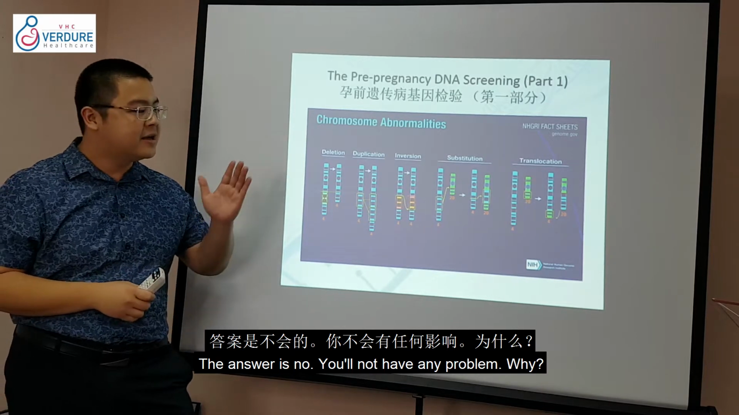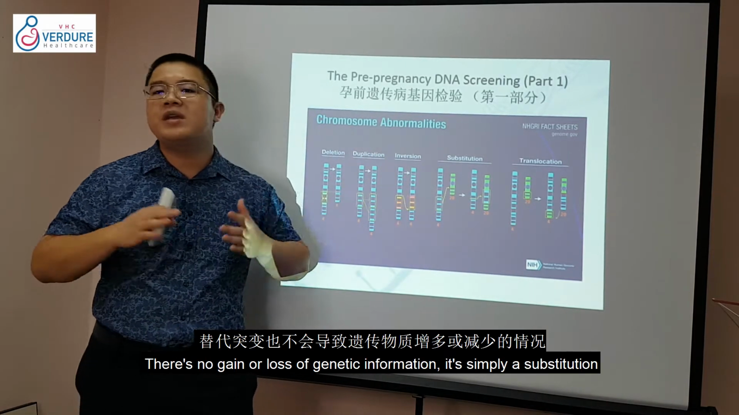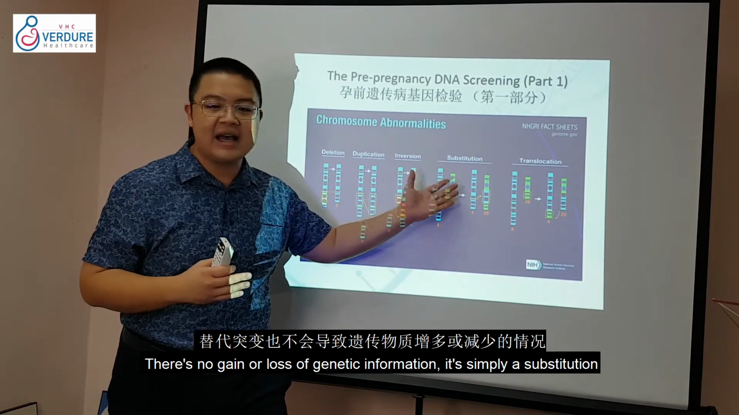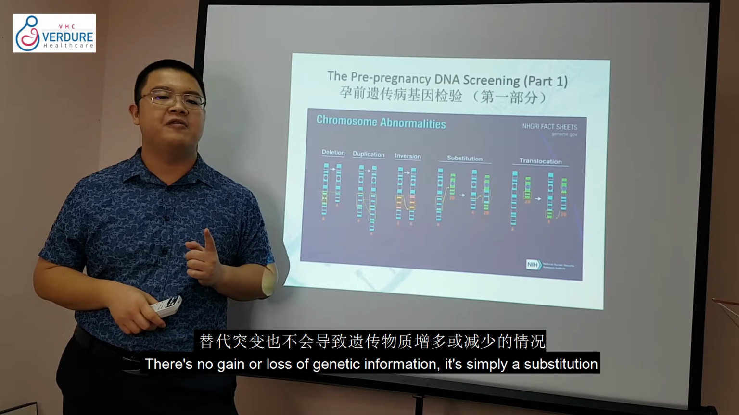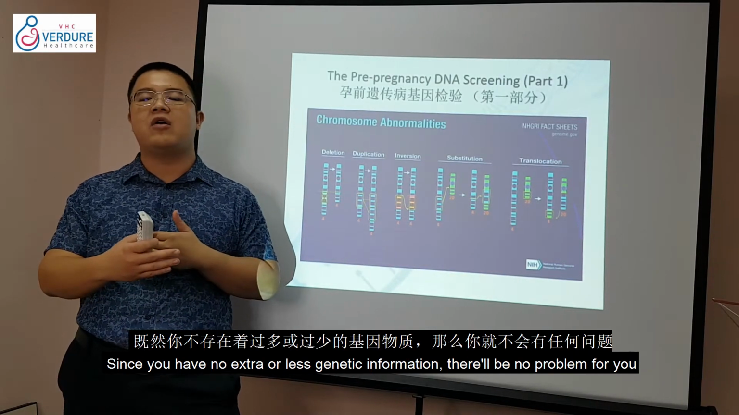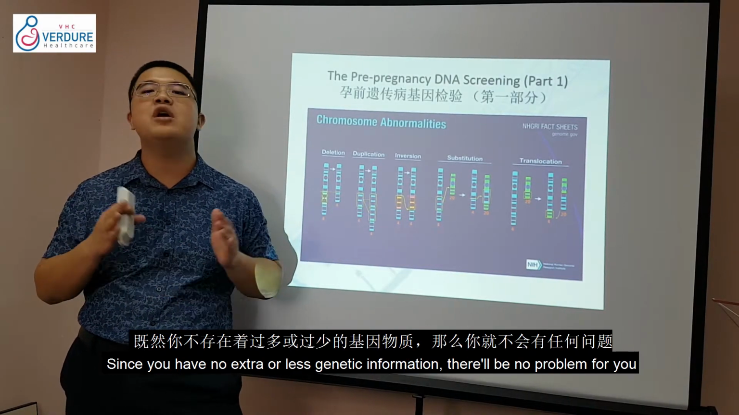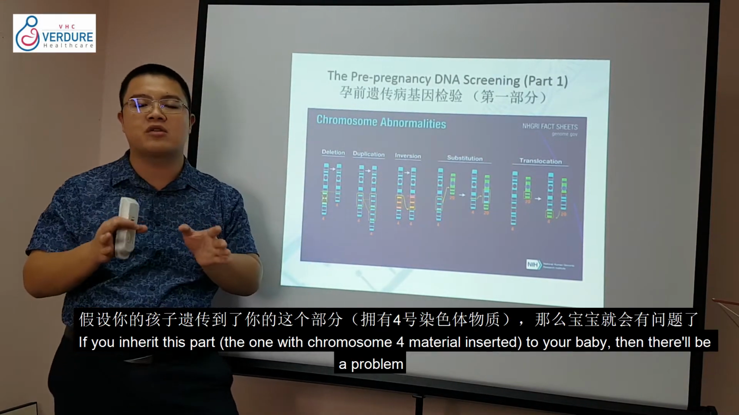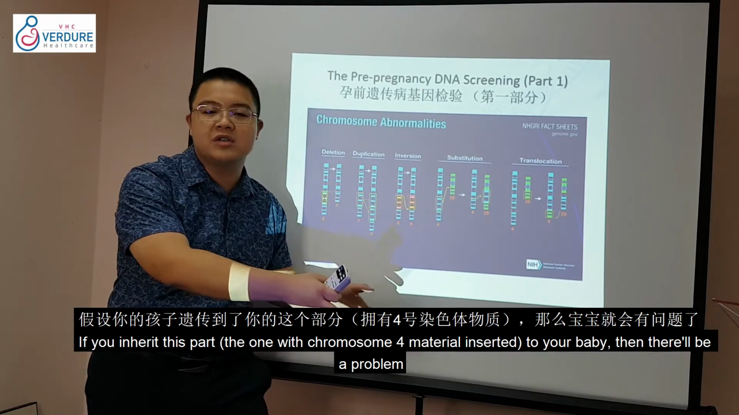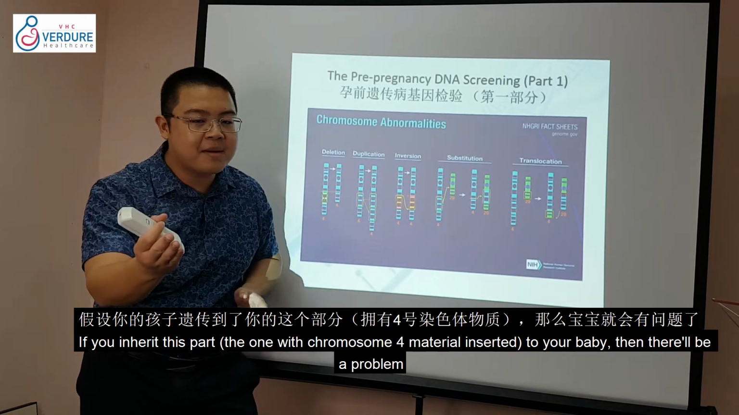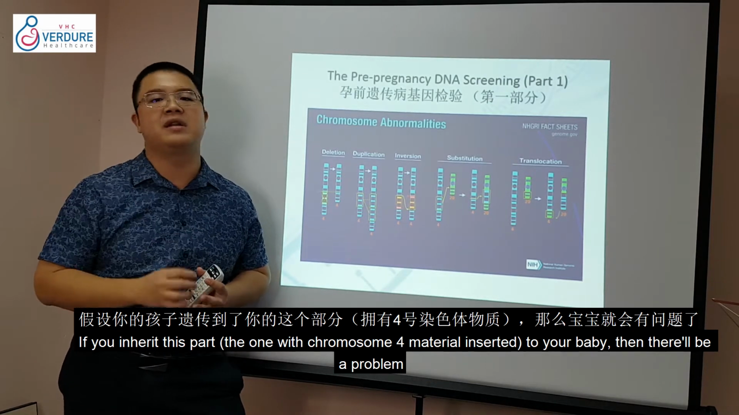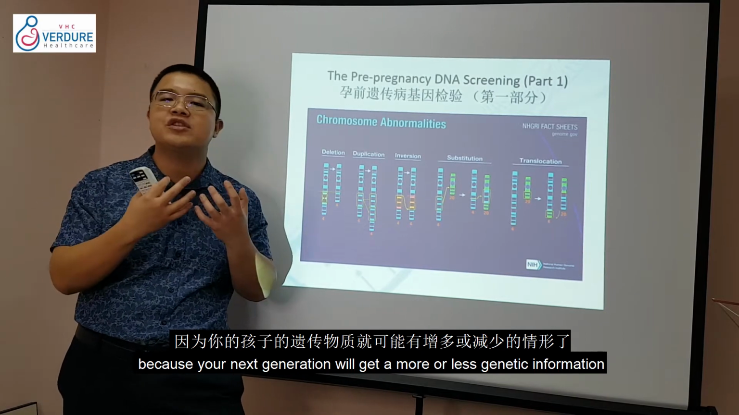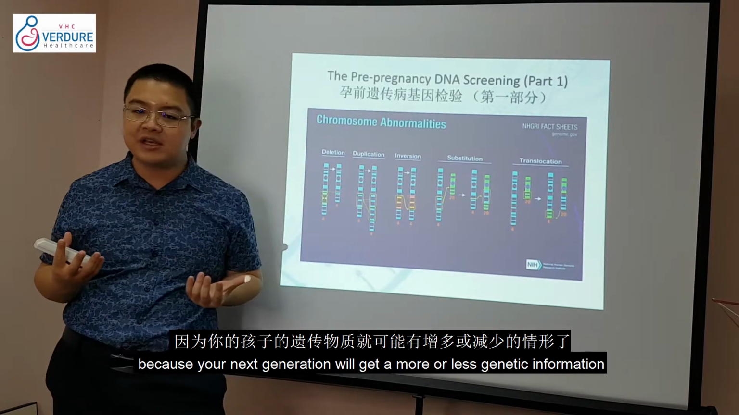Why? You see, there is no gain or loss of genetic information. It is simply a substitution. So you yourself, since you have no extra or less genetic information, there's no problem for you. But if you're passing on this substituted chromosome to your next generation, will there be a problem? Yes, definitely. Because the baby, the receiving person, will be having either extra or less genetic information, right?